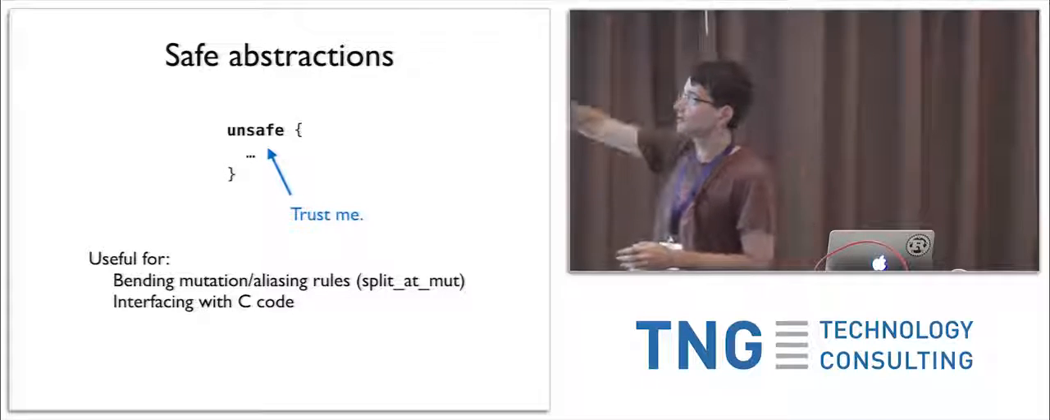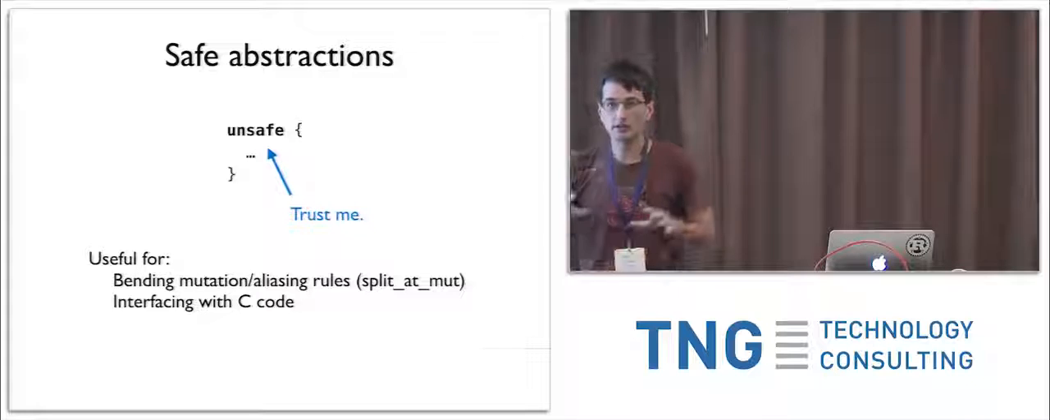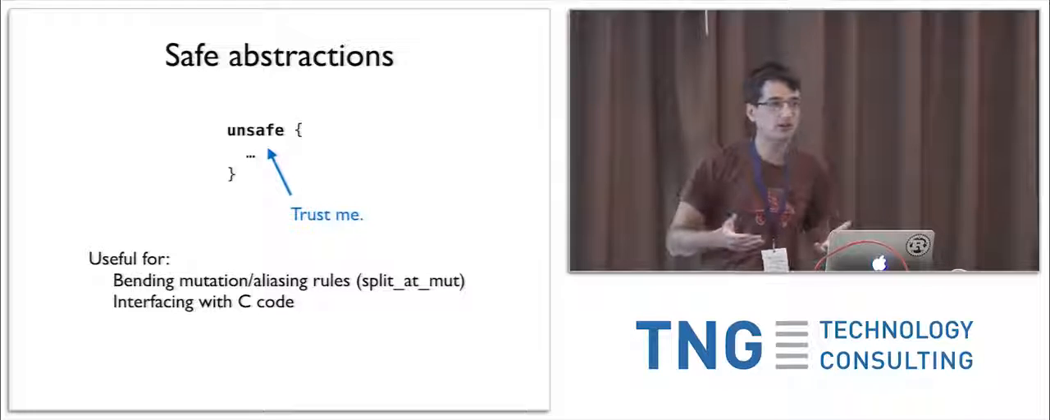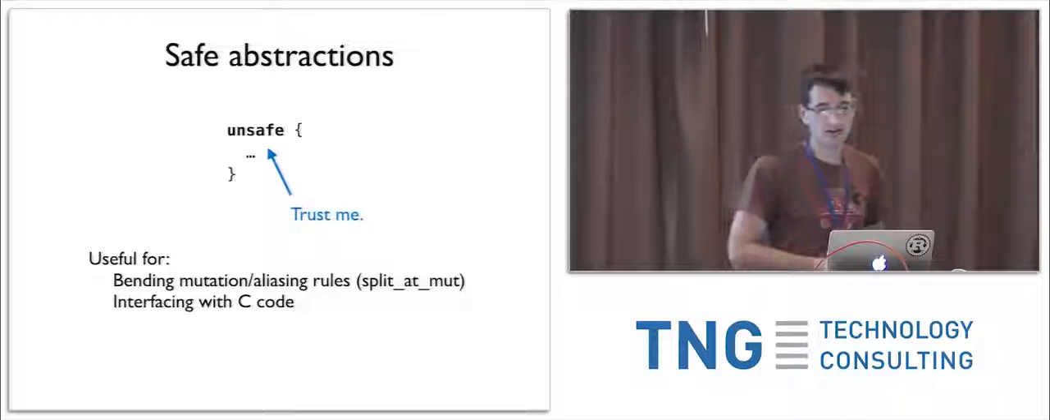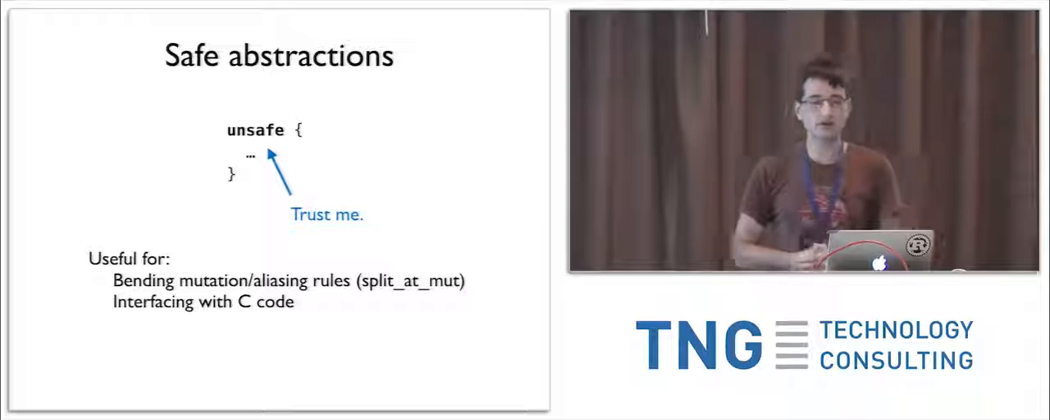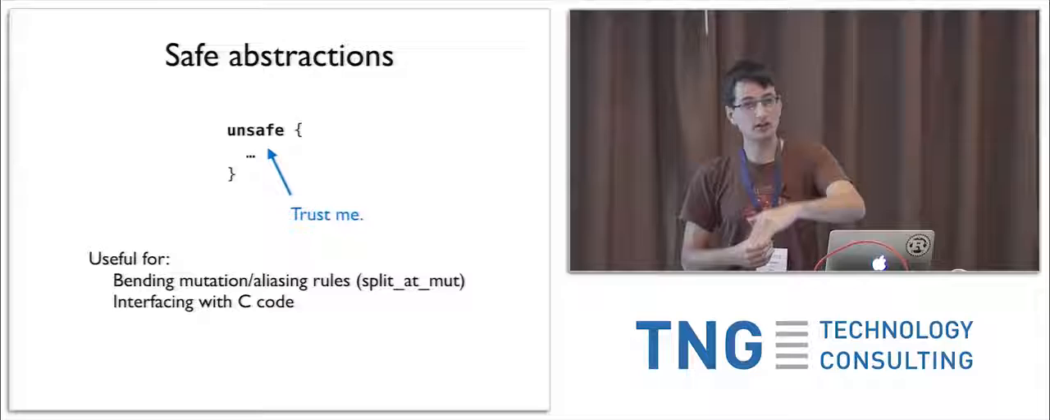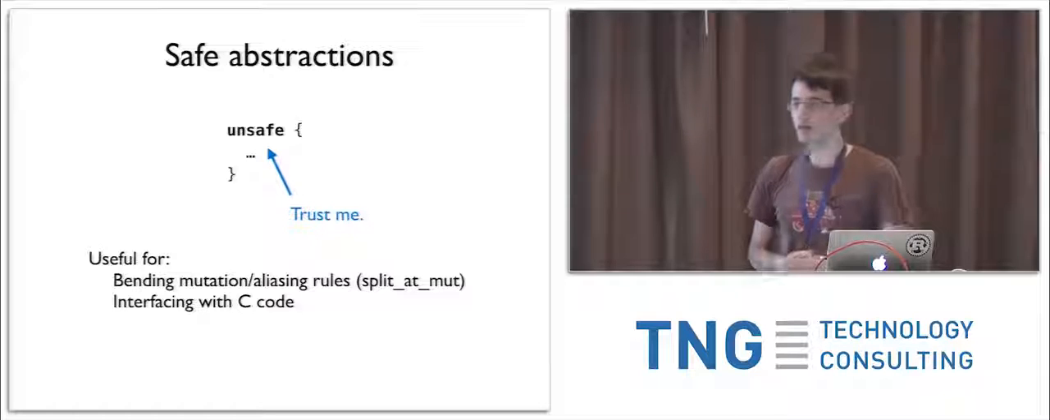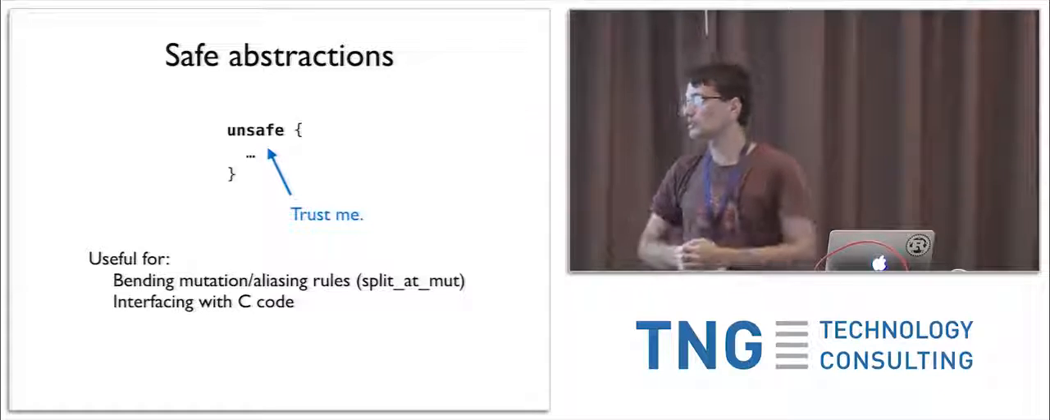You can enter the unsafe code of Rust by having an unsafe block where you're basically telling the compiler, trust me, I got this. I'm going to take care of any invariants you have. I will make sure that they are true at the end because you made sure they were true at the beginning. And this allows you to bend the mutation and aliasing rules.